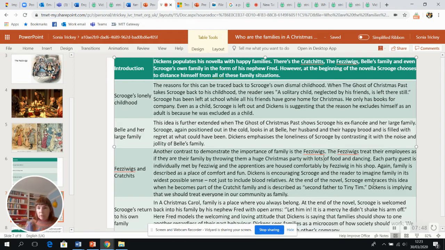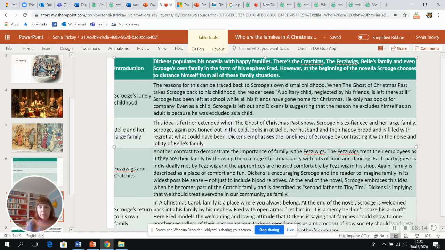And that's each party guest is individually met by Fezziwig, and the apprentices are housed comfortably by Fezziwig in his shop. If you remember that detail, they sleep under the counter in the shop, and Fezziwig stays behind at the end to make sure that they're okay. And you could put all of that in because all of that is textual understanding, and it's showing that you understand why Dickens has included these details in the novel. You don't need quotes for every single thing.